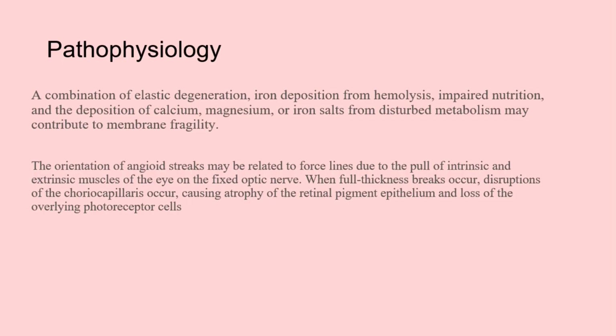Pathophysiology is a combination of elastic degeneration and iron deposition from the hemolysis in case of sickle cell anemia or microspherocytosis. It impairs the nutrition of the Bruch's membrane, and it also contributes to the membrane fragility. The orientation of the angioid streaks is related to the lines of force due to the pull of the intrinsic and extrinsic muscles of the eye with the fixed optic nerve. When full thickness breaks occur, there is a disruption of the choriocapillaris. It can cause atrophy of the RPE and loss of overlying photoreceptor cells.